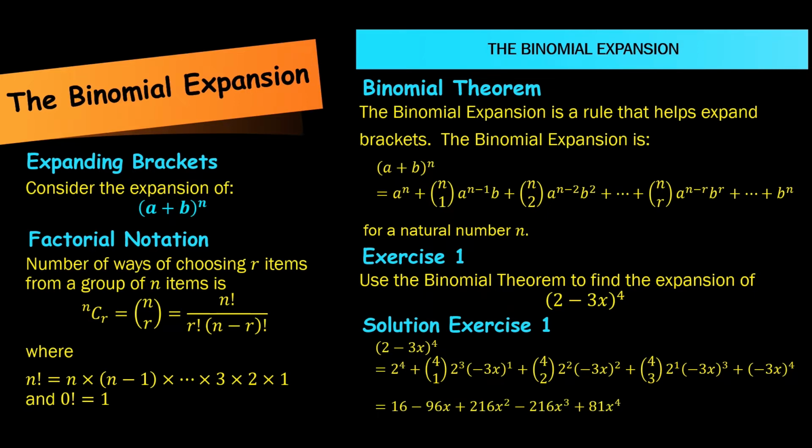Then tidying up gives us 16 minus 96x plus 216x squared minus 216x cubed plus 81 times x to the power 4.